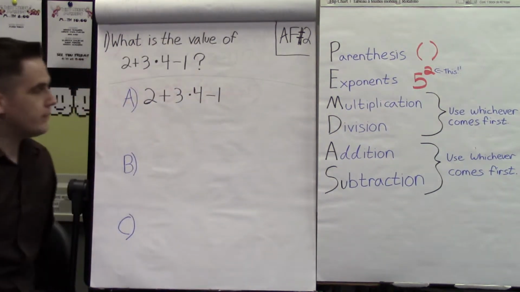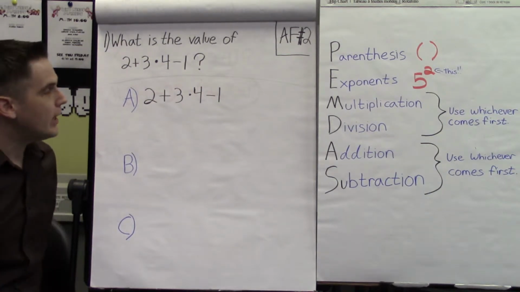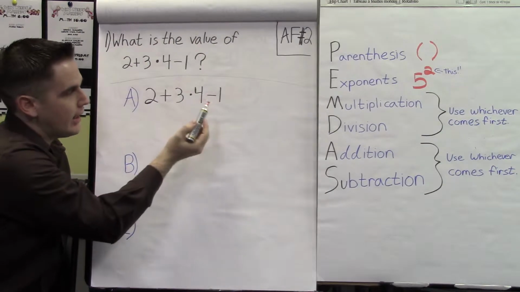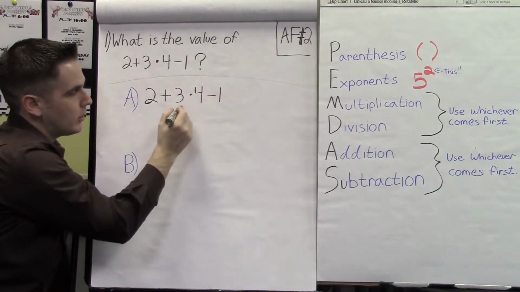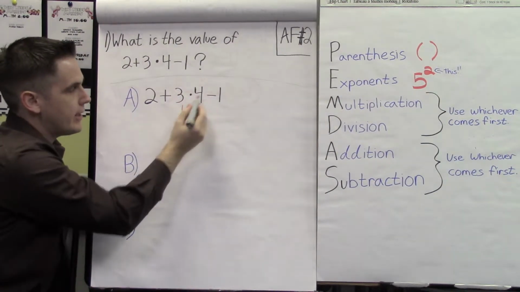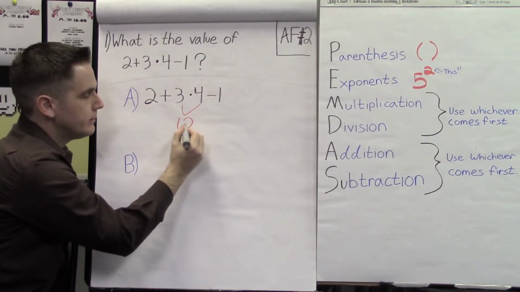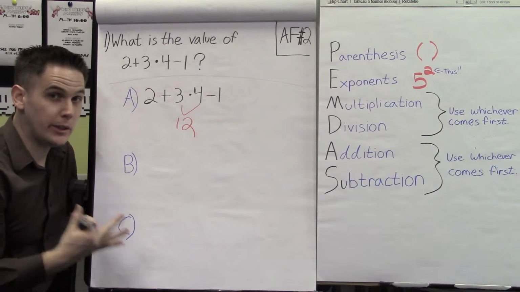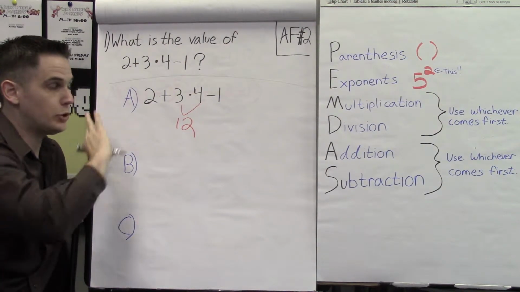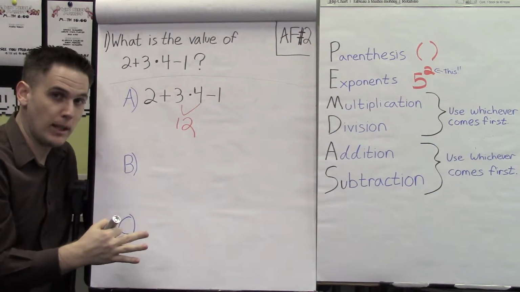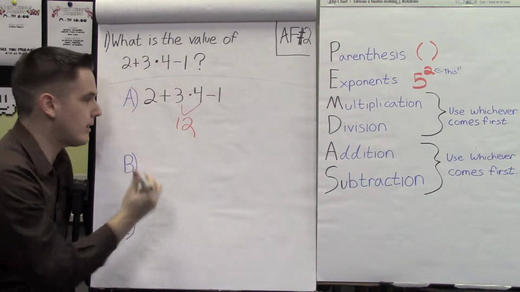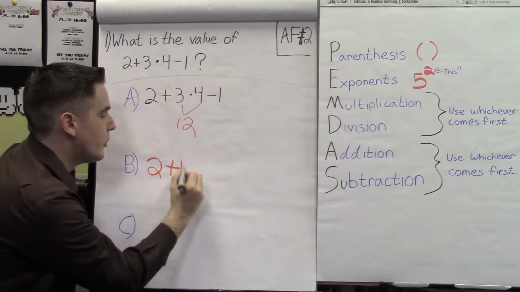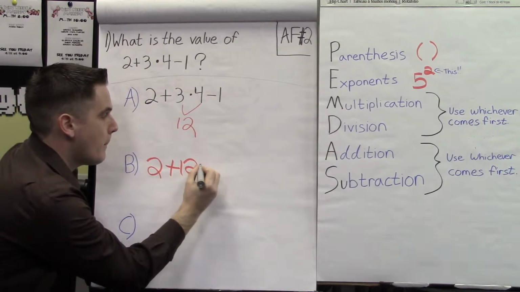Here's a basic one. So the first thing that we do is multiply. There's no parentheses, there's no exponents, there's no division, but there is some multiplication. So we're going to multiply that. 3 times 4 is 12. So now I'm going to rewrite the problem. If you're going to be really organized, rewrite the entire problem. Don't just do it in your head. That's how you can make mistakes, even if you know how to do the math. So rewriting it, 2 plus 12 minus 1.